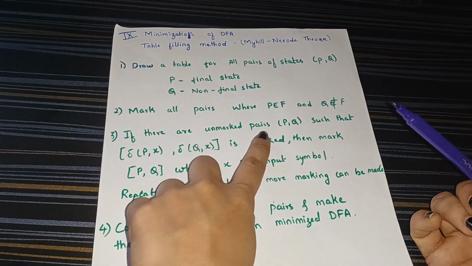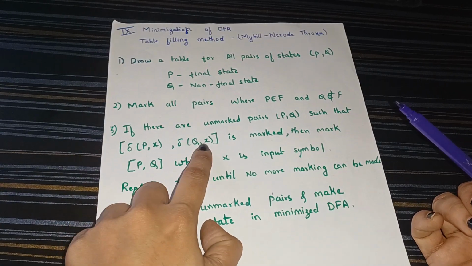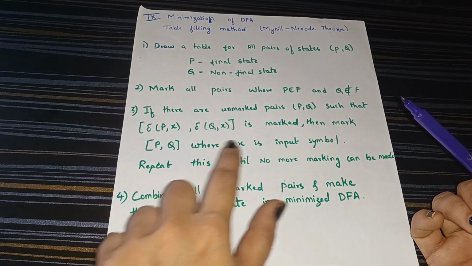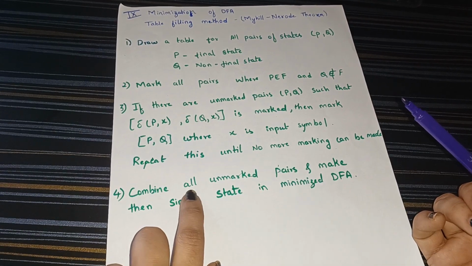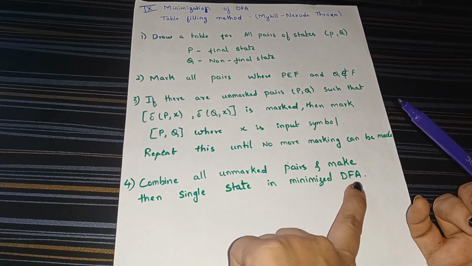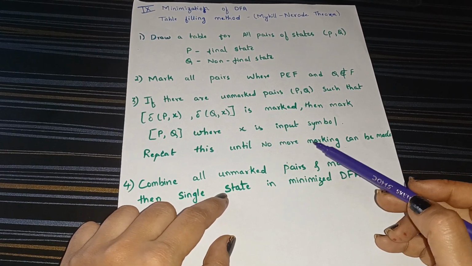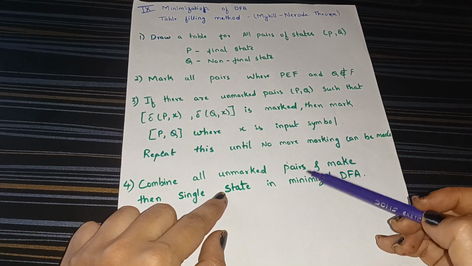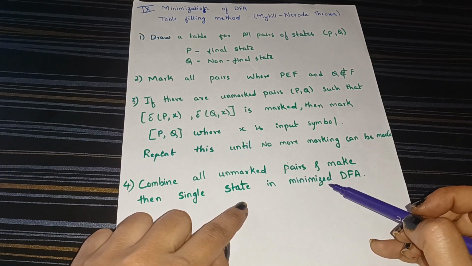If there are unmarked pairs P, Q such that delta transition of P on X and delta transition of Q on X is marked, then we can mark PQ, where X is the input symbol, and repeat this until no more marking can be done. Combine all unmarked pairs and make them a single state. Minimize the DFA. That means we have to keep on trying till all the states are marked. If finally, after doing all the marking, some leftover unmarked pairs remain, we will make them a single state and thereby minimize the DFA.